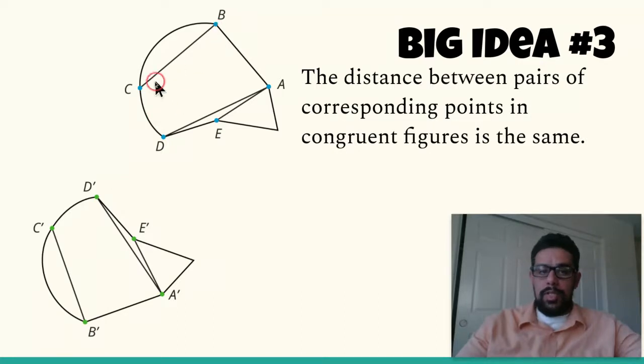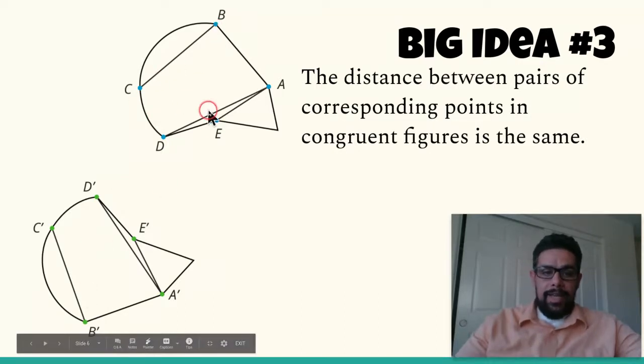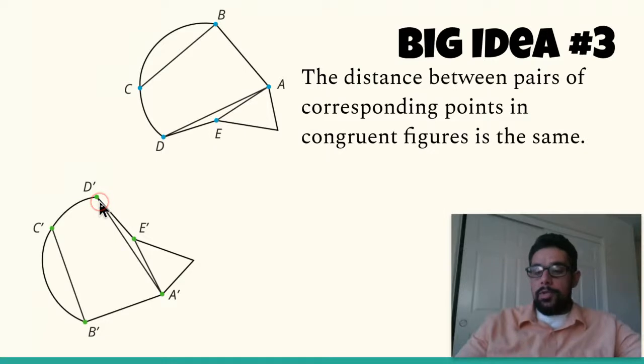So we drew these lines, AD and then A prime D prime. We drew the lines, we looked at the measurements, and you can see that they are the same, even though they are not exactly a part of the figure. The distances between those points are congruent.